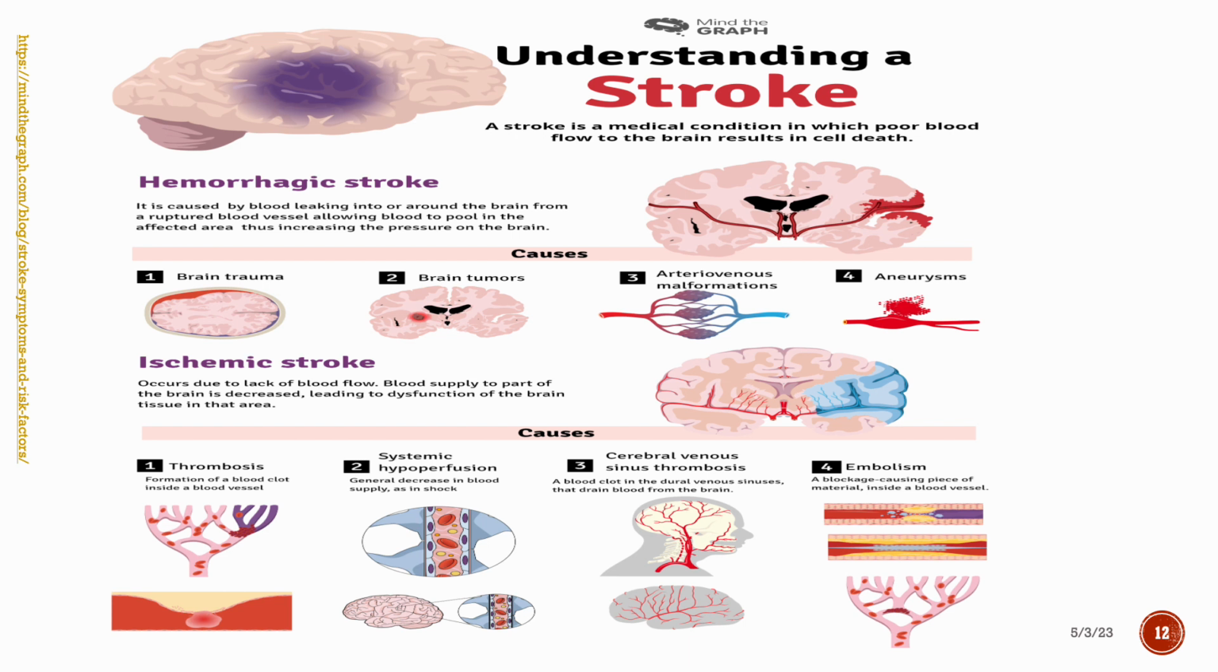malformations, and aneurysms. And then you can see the ischemic stroke occurs due to a lack of blood flow, and you see the causes are thrombosis, hypoperfusion, sinus thrombosis, and embolisms.